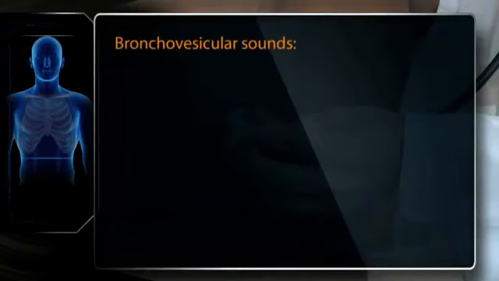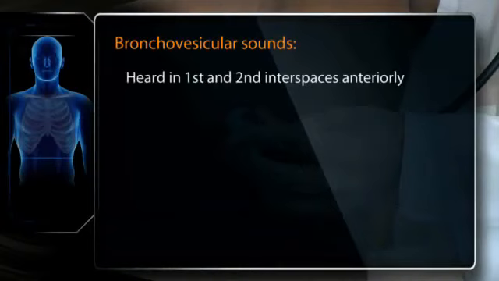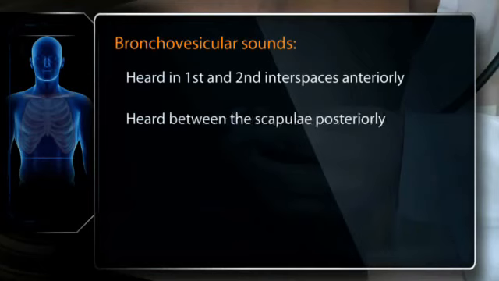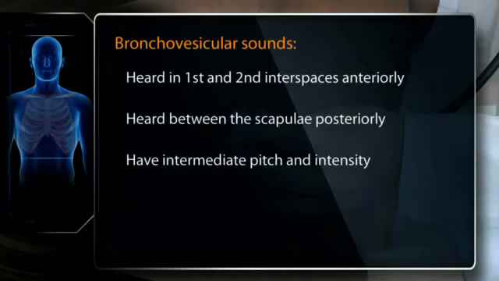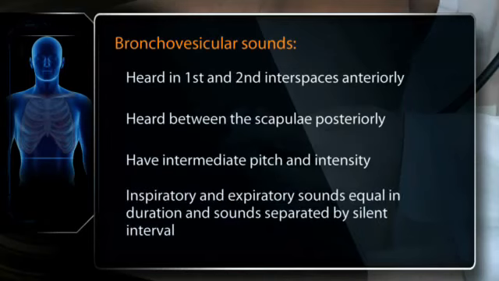Bronchovesicular sounds are often heard in the first and second interspaces anteriorly and between the scapulae posteriorly. They have an intermediate pitch and intensity. Inspiratory and expiratory sounds are about equal in duration, at times separated by a silent interval.